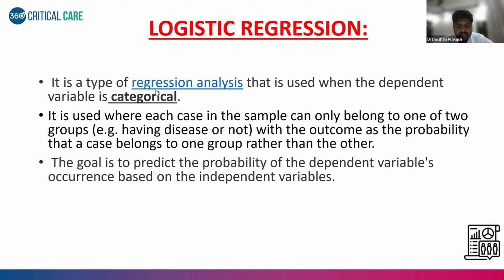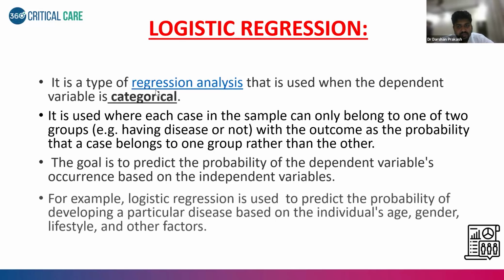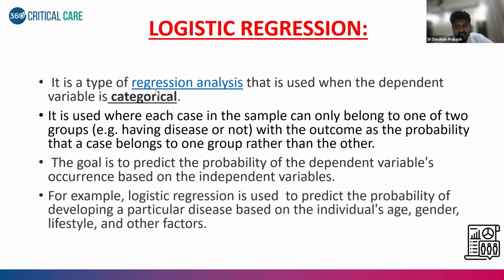If we apply a wrong test to the wrong type of data, we might not get an accurate result. You will get a result, but probably not the correct outcome. That is what matters. At that time, it is always wiser to get a biostatistician involved so that your answers are double verified. For example, logistic regression helps us predict the probability of developing a particular disease based on an individual's age, gender, lifestyle, and other factors.